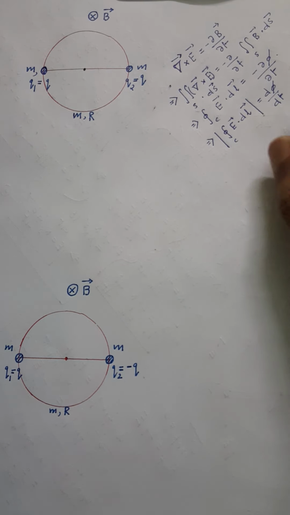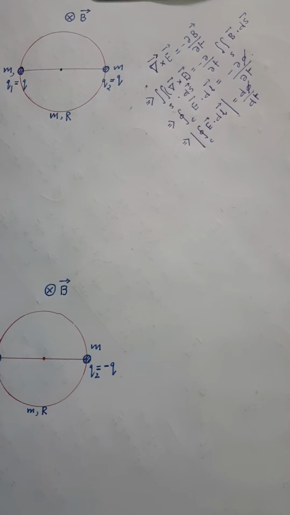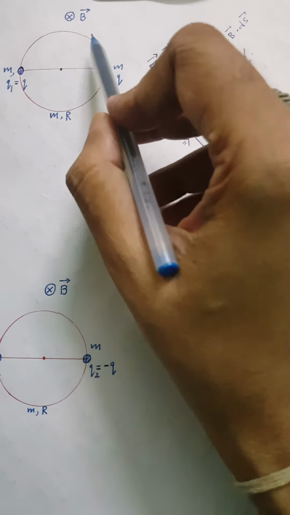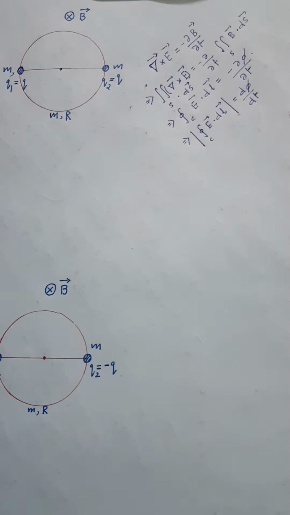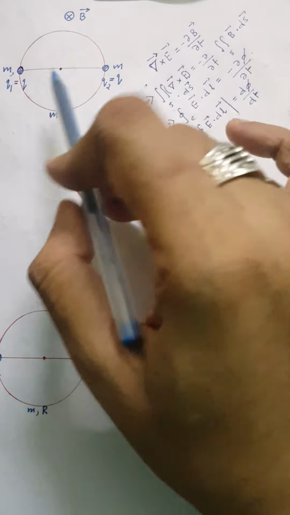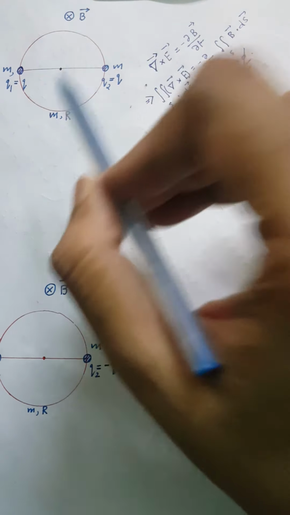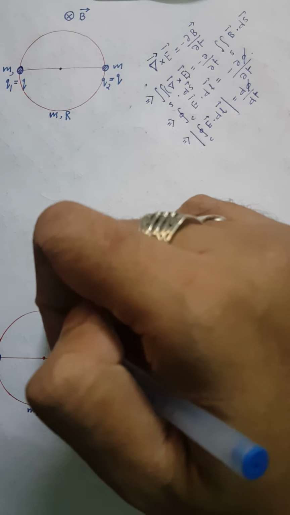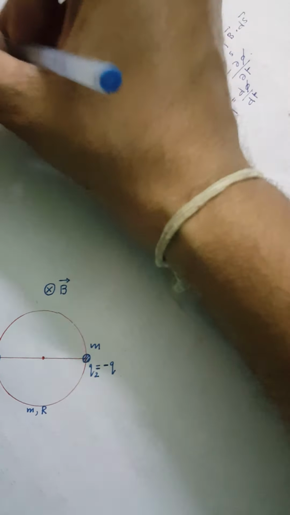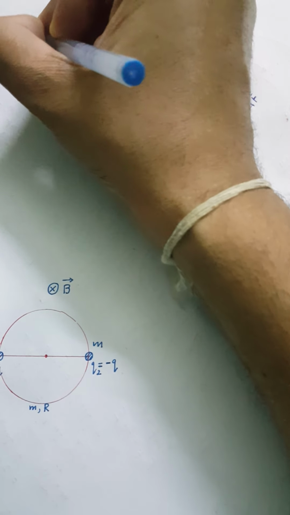Now please see, this E dot dl is nothing but induced EMF. This EMF is induced where? On the surface of the disk. So what is our goal? What do we want to find out? We want to find out what is the acceleration of charge, say q1. Okay, so our goal is to find acceleration of charge q1.